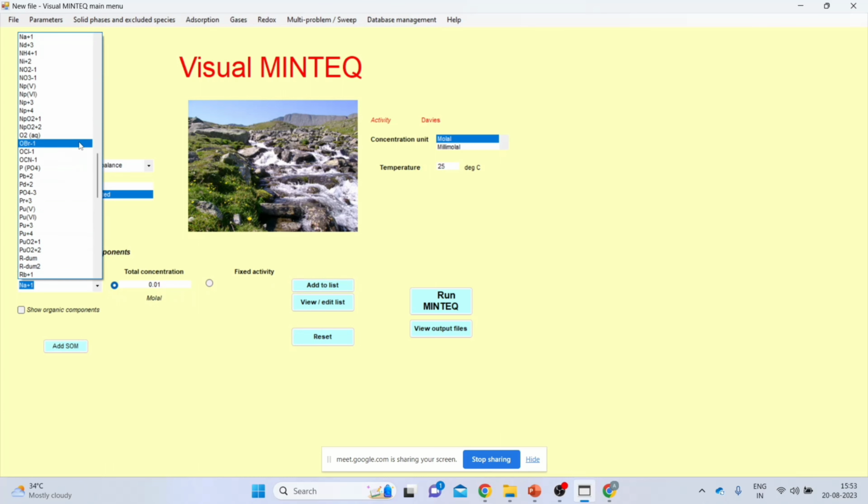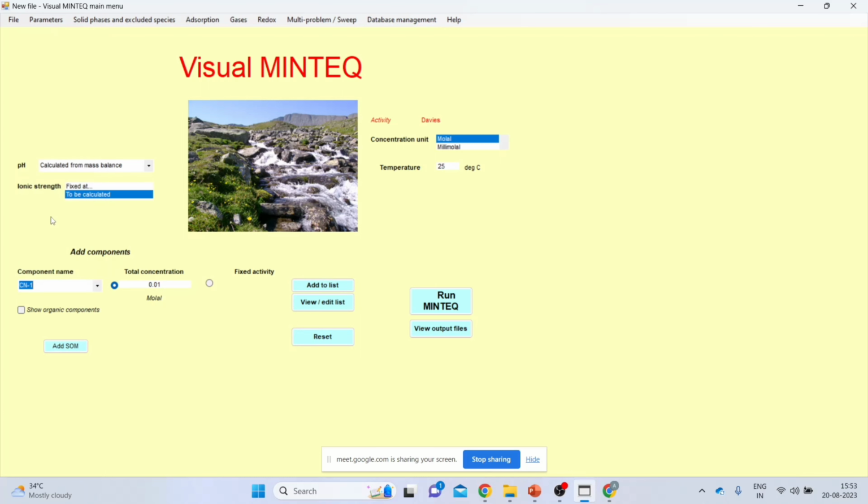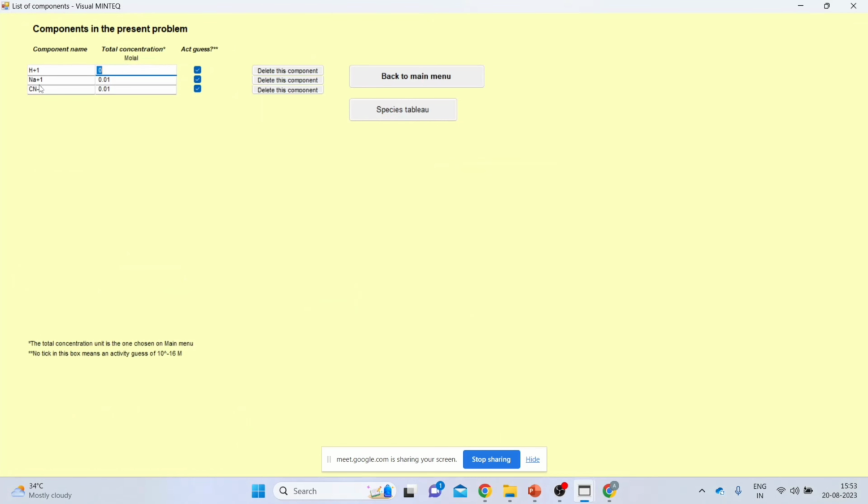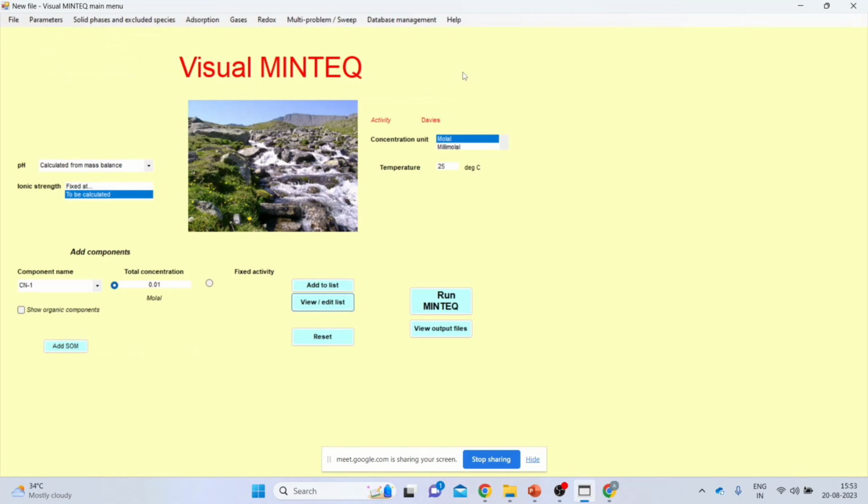Similarly, now we will add cyanide, that is CN. So we will search for CN. Here is the CN. It is also 0.01. We will add to list and we can see our list from here, view or edit list. So we can see that Na plus is 0.01, CN minus is 0.01. We have not added H plus, so it is showing as 0. So we'll go back to the main menu.